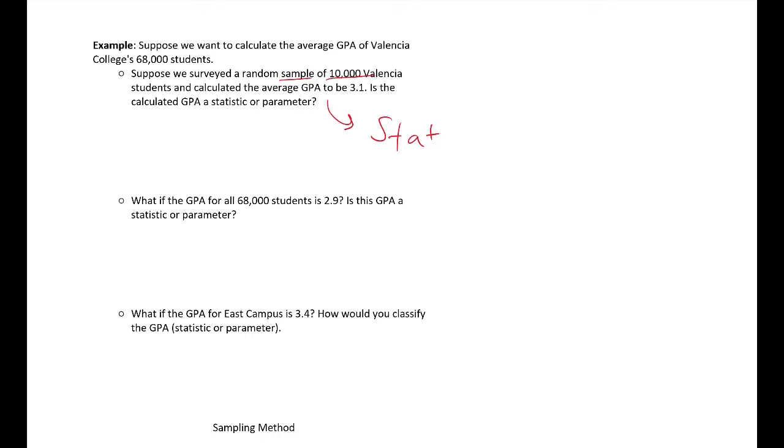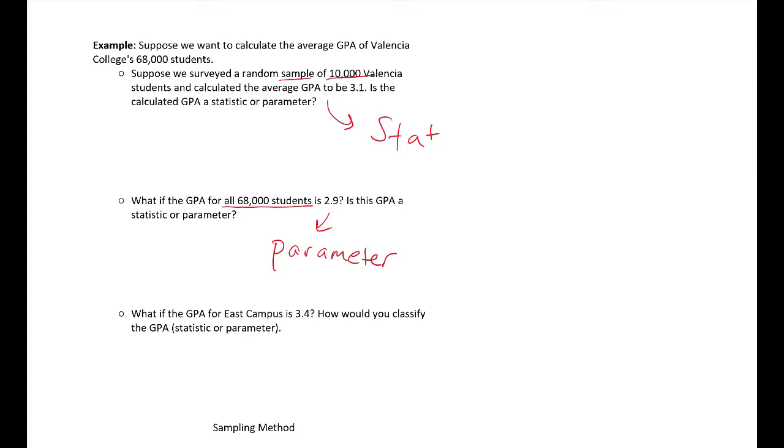Next example, what if the GPA for all 68,000 students is 2.9? What is the GPA in this case? Now, since we're dealing with all of the possible students, now that 2.9 represents a parameter because we're dealing with a population.